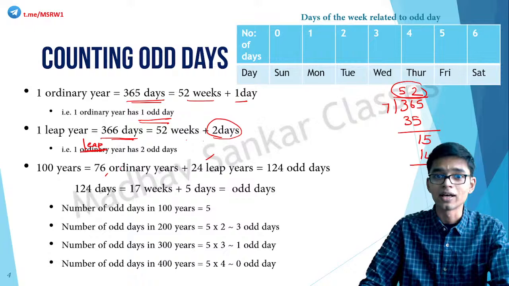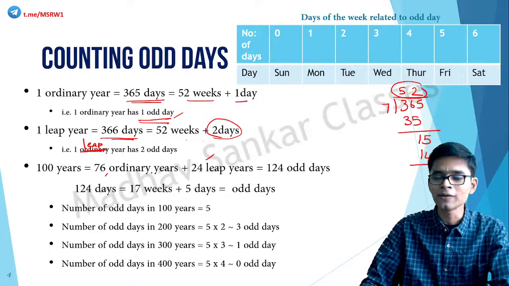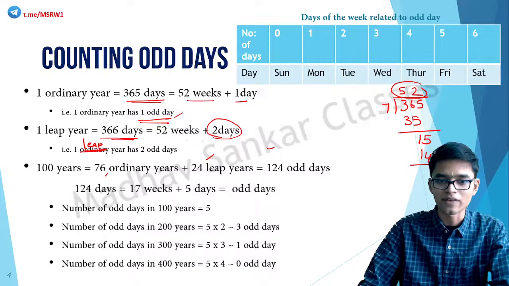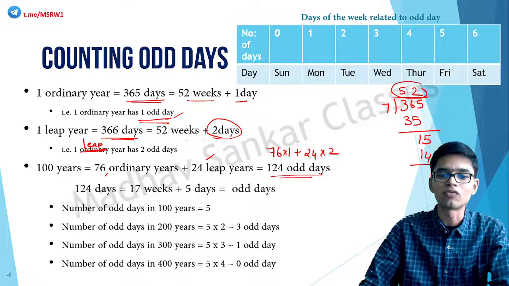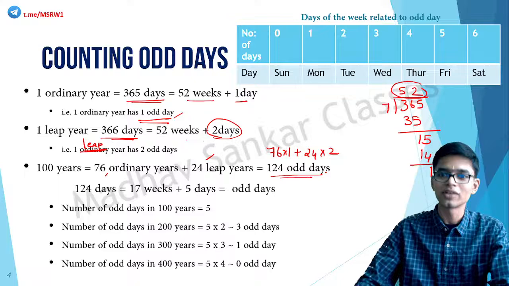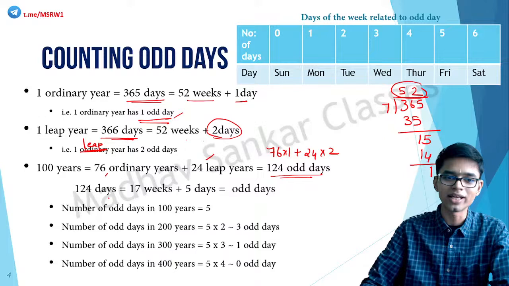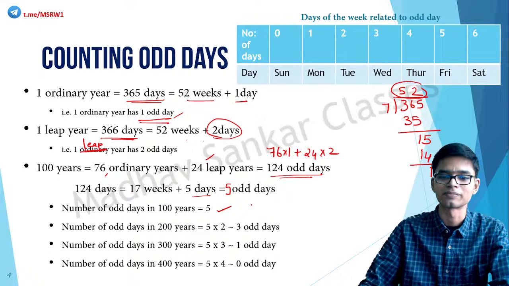Each ordinary year has 1 odd day, so that is 76 into 1, plus each leap year has 2 odd days, so 24 into 2. That will give you 124 odd days in 100 years. But again, this is not correct because we can skim in some more weeks from 124 days. So 124 days equal 17 weeks and 5 days, which means there are 5 odd days in 100 years. Understood? In 100 years, there are 5 odd days.